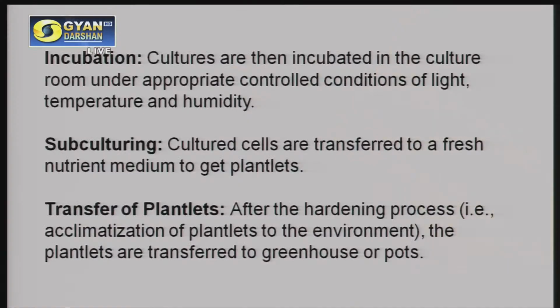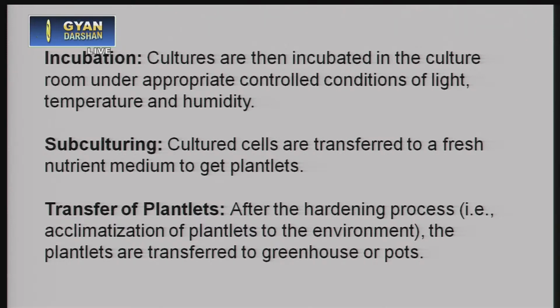And then finally, after you generate a full grown plant, you need to transfer it. We call it hardening. Hardening means from the tissue culture laboratory, you bring it outside in earthen pots, put them in soil, grow the tissue culture grown plants in soil, and then finally it is ready. When it is of sufficient strength, and has grown to a sufficient level, then you transfer it to the field condition.